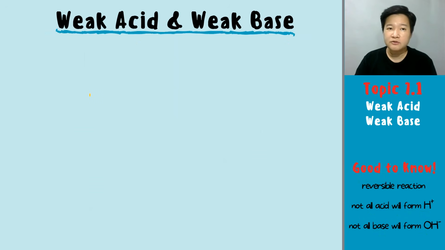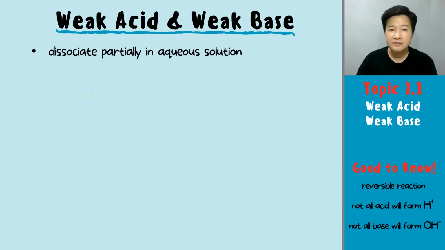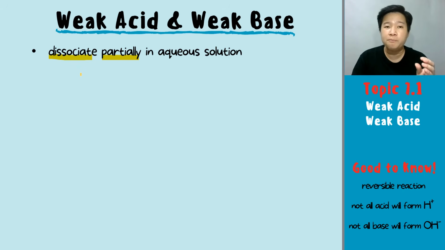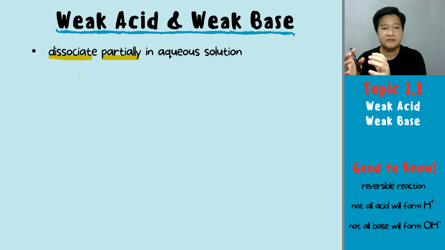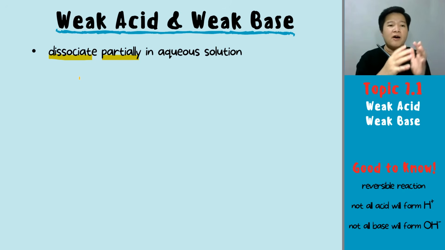So what makes your weak acid and weak base different from your strong acid and strong base? The first difference is that they are weak acid and weak base because they will only dissociate partially in aqueous solution. This means that if I have 100%, maybe only 0.1% is dissociated. But if you remember, strong acid and strong base will be completely dissociated. This means if I have 100 acid, I will form 100 H+. But in a weak acid and weak base, I might have 100 acid, but only 1 H+ forms. That is what we mean by dissociating partially.